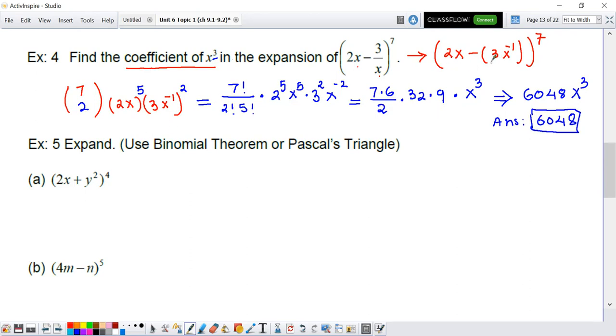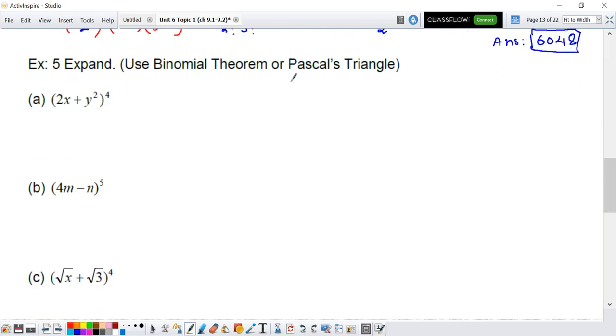get ready to do one of these with a negative exponent as well. Okay, so now we have a different type of problem. Here, this says to use the binomial theorem or Pascal's triangle. I need to see a minimum of 3 steps for this kind of problem. Expect that this is a 4th power, which means you have 5 terms.